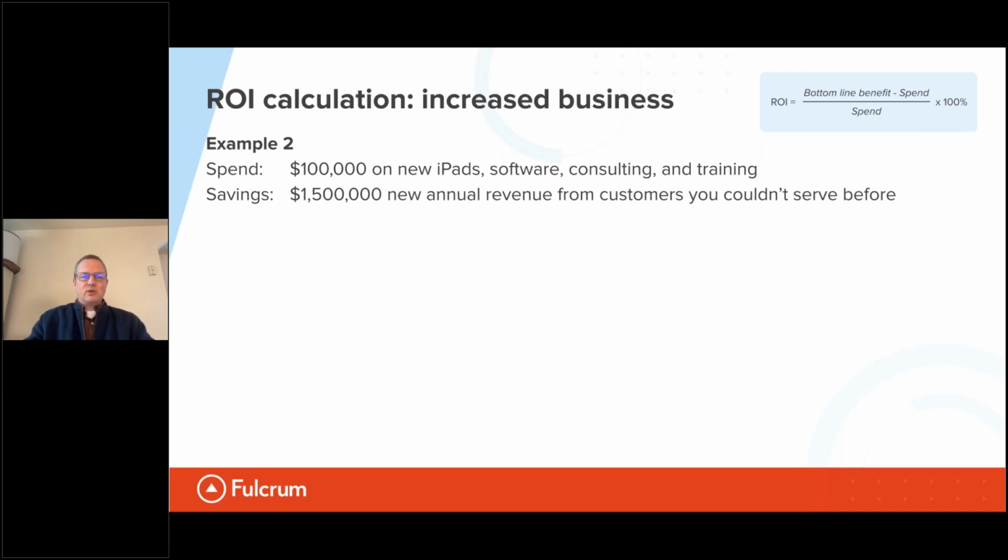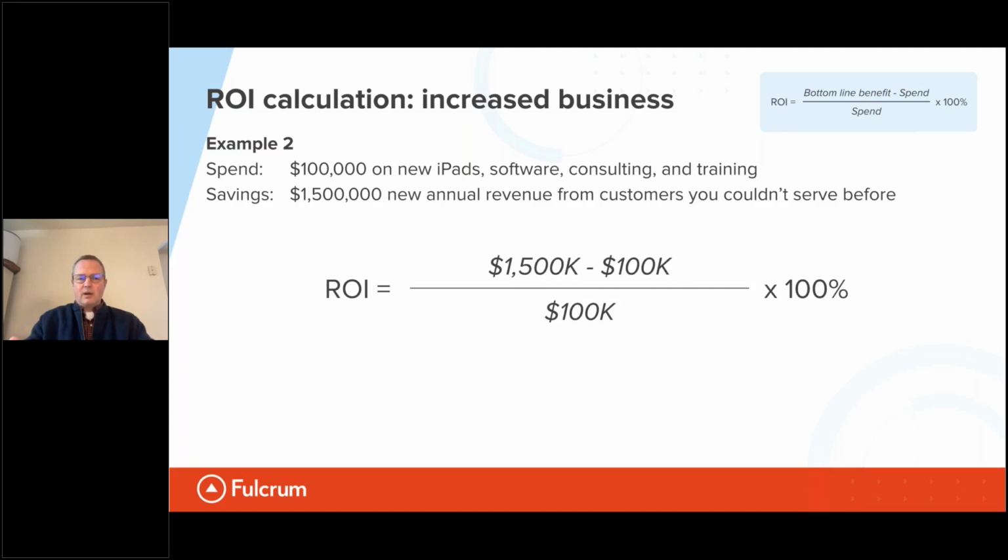Let's consider, though, a situation where we are looking at an organization that is maybe a service organization, goes out and serves power utilities, let's say. They spend that same $100,000 on new iPad software, consulting, and training, and they get $1.5 million in new annual revenue, right? This $100,000 that they spend is going to empower them to make more money because they'll be able to serve customers that they weren't able to serve before. Well, that's still a bottom line benefit, right? That increase in business is still a bottom line benefit.